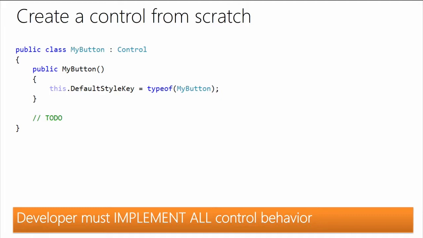And so we know that if we go back to our lineage, we go all the way up. Control gives us pretty much everything that we need, but it doesn't give us a lot of the functionality that's free that comes in other base classes, like content control that we'll talk about in just a second. But if you do go all the way up to control, now the developer must implement everything. Yeah. Every single thing. That includes the click event. It includes all the stuff you're going to do for accessibility.